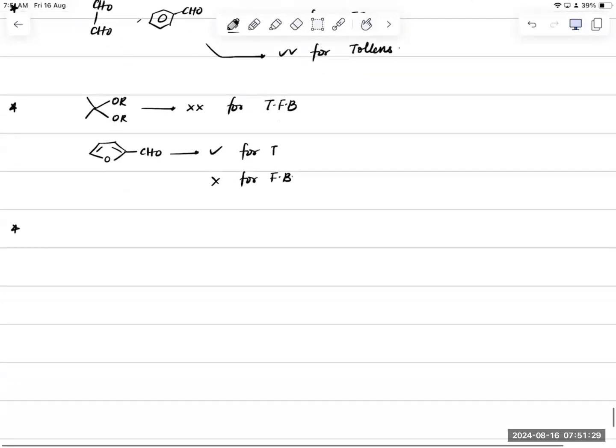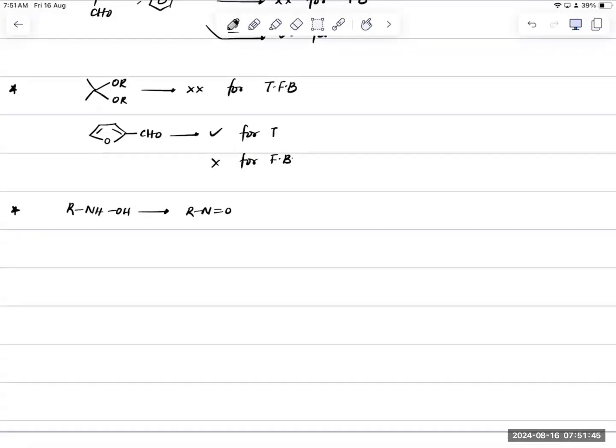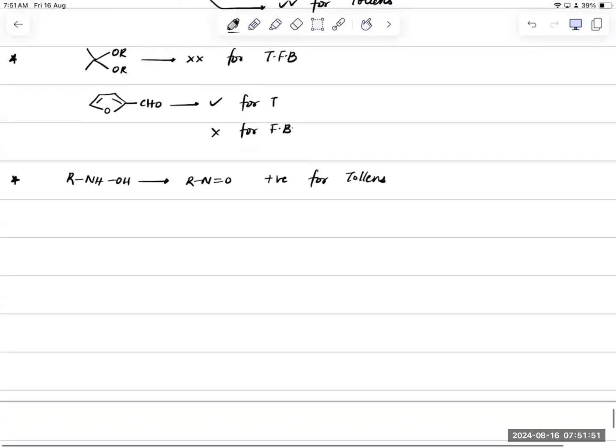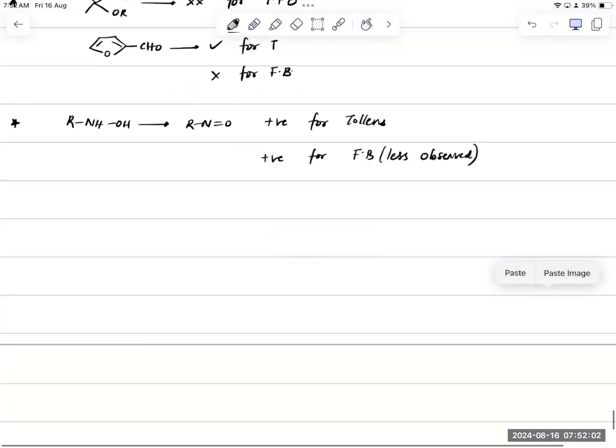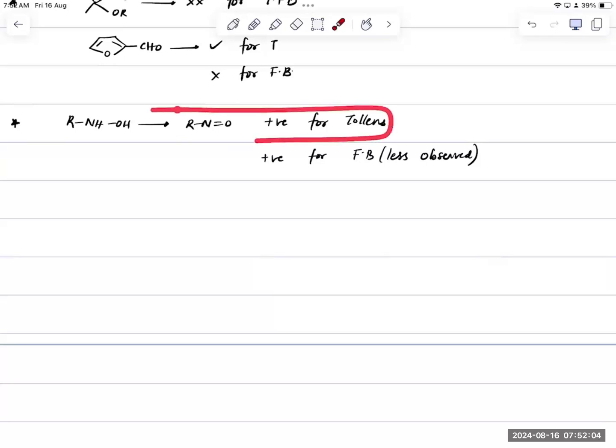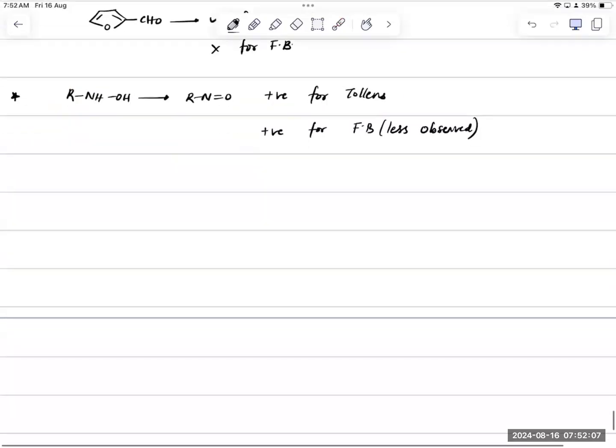Next, hydroxylamines, NHOH. It will convert into RN double bond O. And this will be positive for Tollens. This is actually positive for Fehlings and Benedict also, but less observed. So I'm pretty sure this will not be included while asking questions. But if it is asked, mainly it will be asked for Tollens.